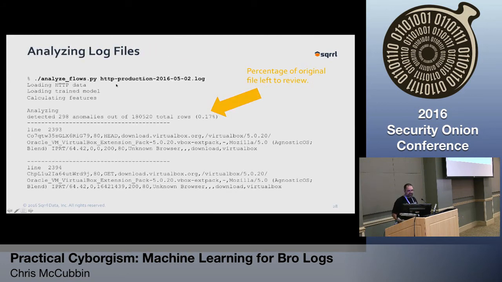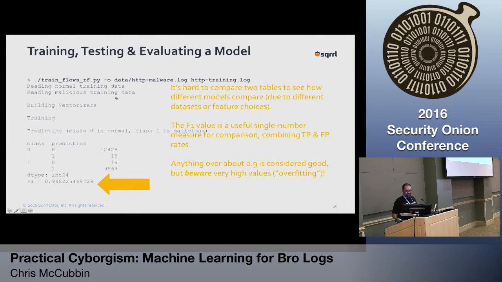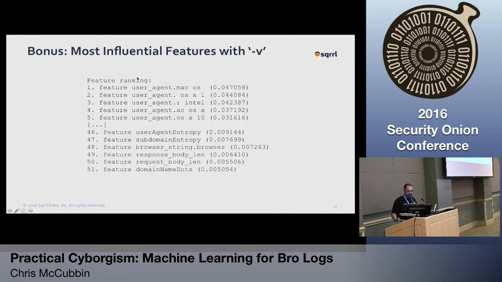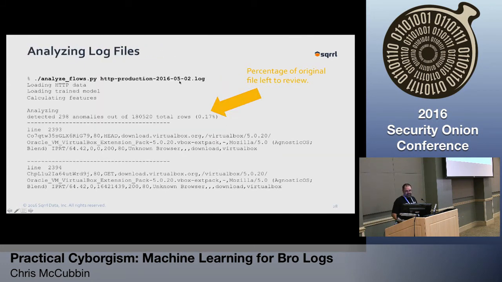We have another script here that takes in the things that you made, those artifacts, the featurizers, and the trained data. If you don't give it any options, it'll just store it in a default place like /tmp. You pass it a log file and it will print out the logs that it thinks are malicious. So you went from finding 298 anomalies in 180,000 rows, and maybe you can actually look at each one of them and say, oh, this is malicious or it's not.